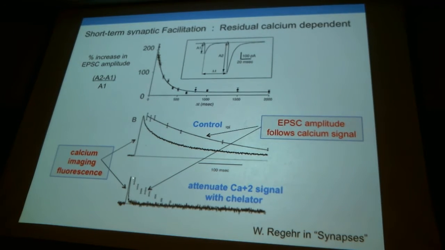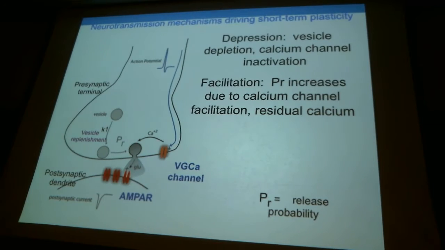And what happens is that the facilitation also gets truncated. Here it follows the time course of the calcium. Here it also follows the time course of calcium, by being shorter than in that case. So this supports that the degree or the time course of calcium in the presynaptic terminal is important for this aspect of plasticity.